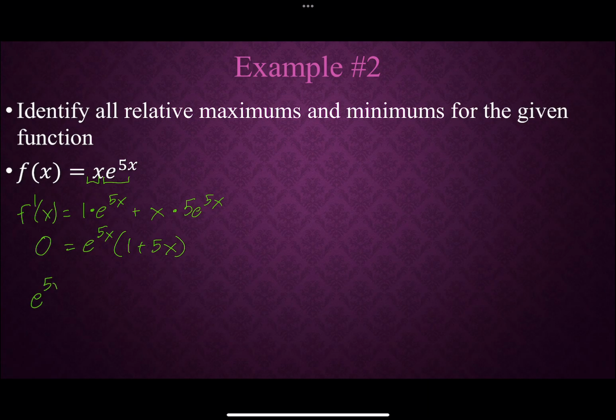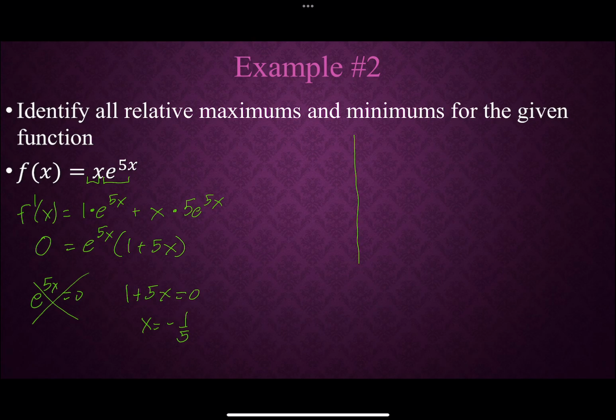So e to the 5x equals 0, 1 plus 5x equals 0. Exponentials, unless they're multiplying by a number or adding or subtracting a number at the end, but by itself, exponentials can only be a positive value. Can't be negative, can't even be 0. So this doesn't solve. Whereas the other one does solve, and we'll get x equals negative 1/5. So there's only one critical point location.